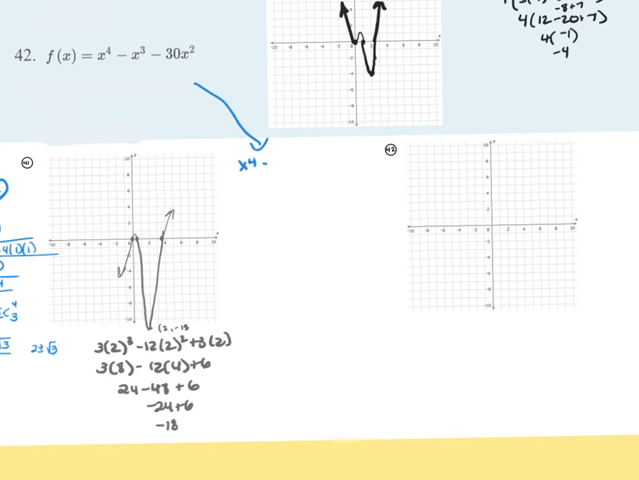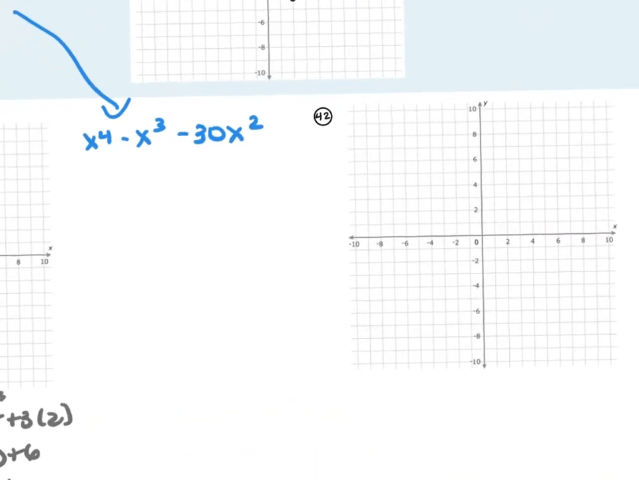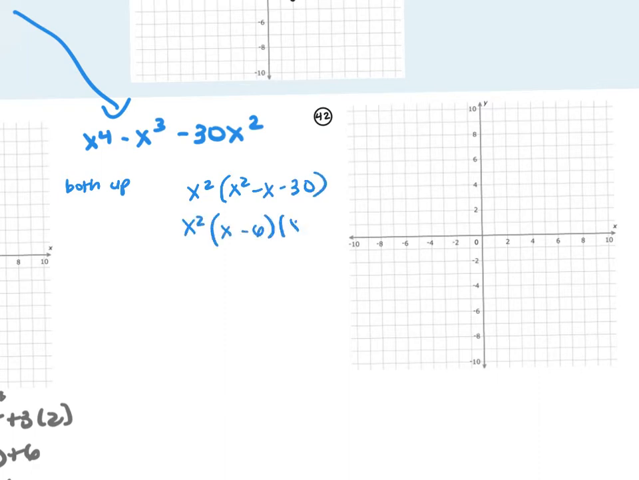42. So it's an even exponent, positive, which means both are up. I can take out an x squared this time. Factors of negative 30 that sum to positive 1: negative 6 and positive 5. This is 0, and again, plus or minus 0, so it's 0 with a multiplicity of 2. This is 6 and negative 5.